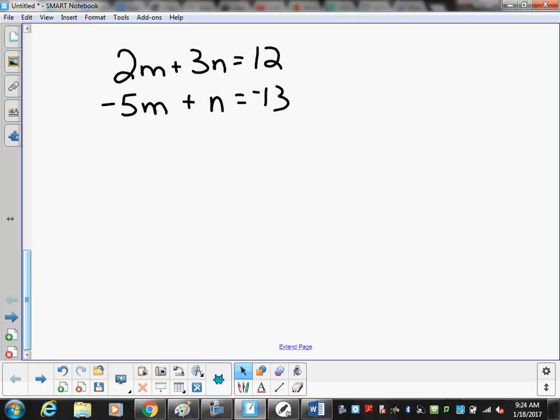If I dealt with the m, then I'd have to multiply the top equation by 5 and the bottom equation by 2. They have to be the same number. You have to have one of your two variables be the same number, opposites. If we multiply this one by -3, that'll make it where we have a positive 3n and a negative 3n. And that's our goal. So let's go ahead and do that. -3 times -5 is 15.